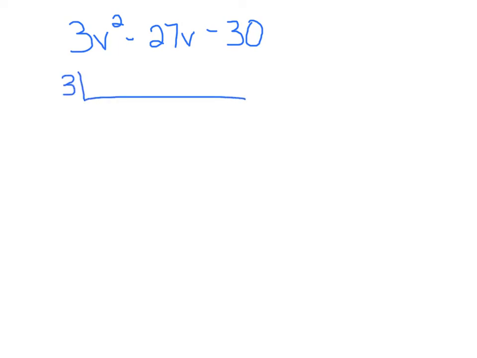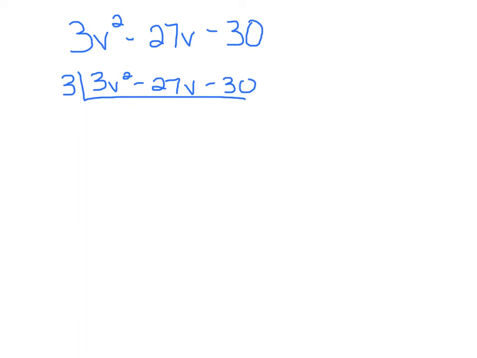All right, the next one we're going to do is a trinomial. So we'll do 3v squared minus 27v minus 30. All right. So if I look at these, we can see that 3 goes into everything. So we're going to put a 3 out in front, rewrite it inside, and I'm going to take every single term and divide it by 3.